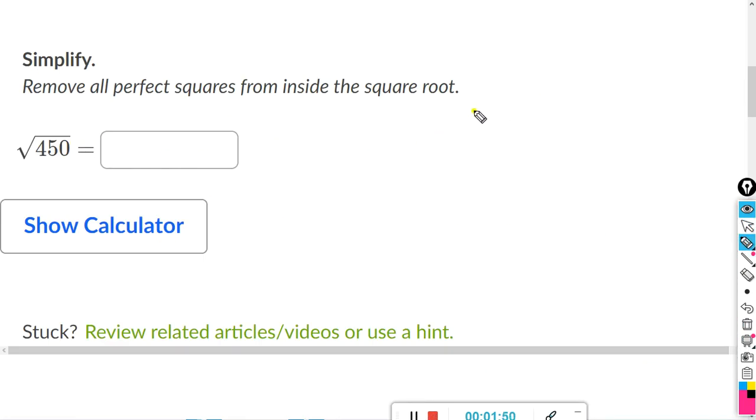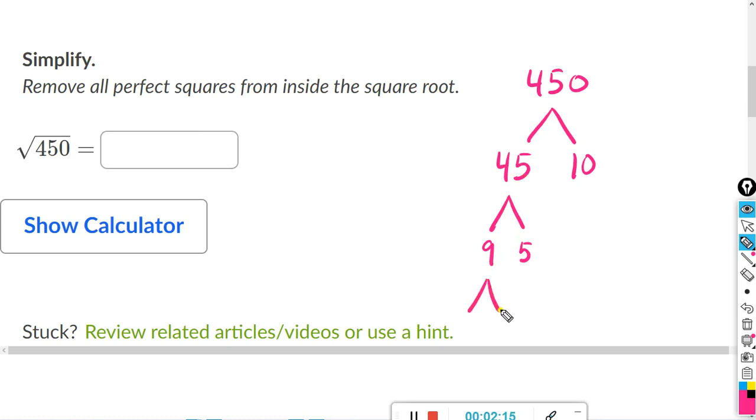So here we have 450. Okay, we want to write out the factors for 450. I know that's going to be the same as 45 times 10. All right, it really doesn't matter where you start as long as you just keep breaking it down. 45 is the same as 9 times 5. And 9 is the same as 3 times 3. All right, the 5 we can't break up. 10 is the same as 5 times 2.